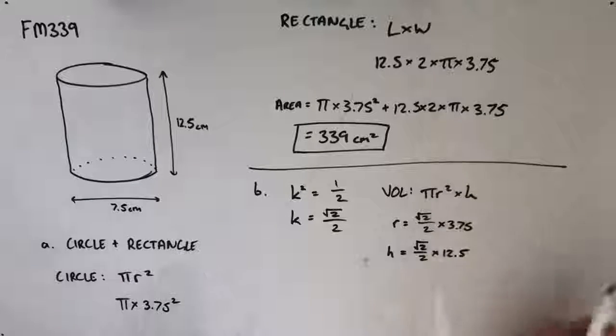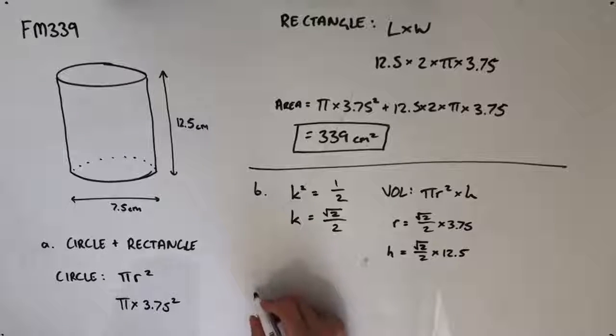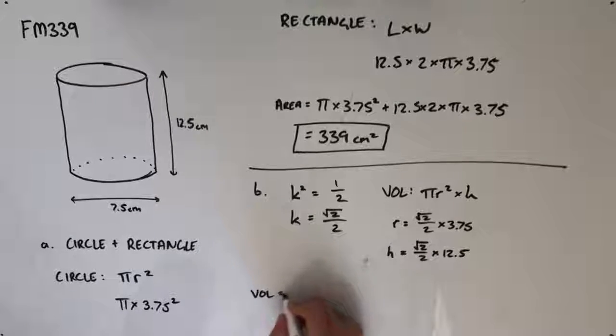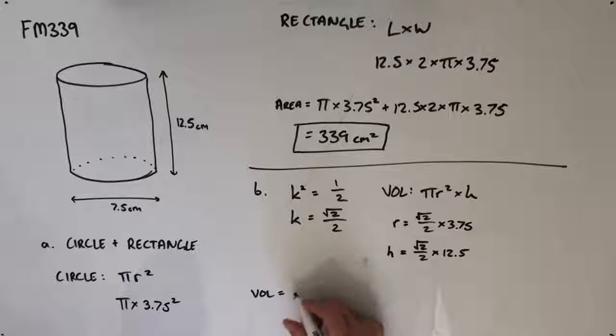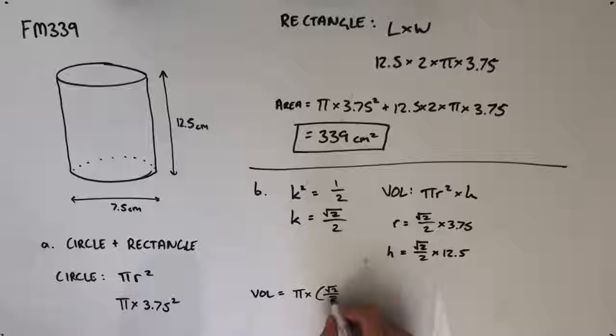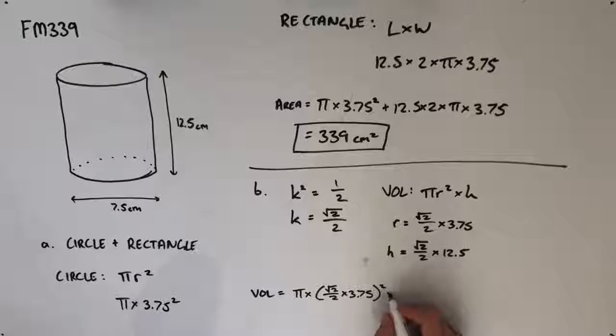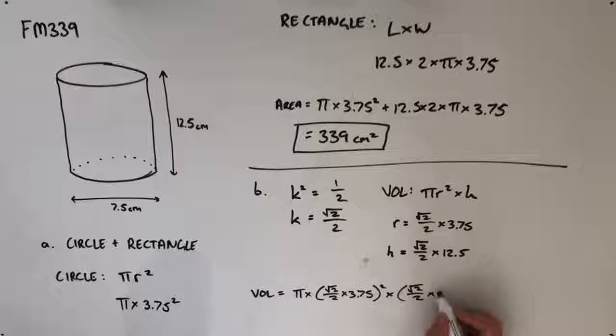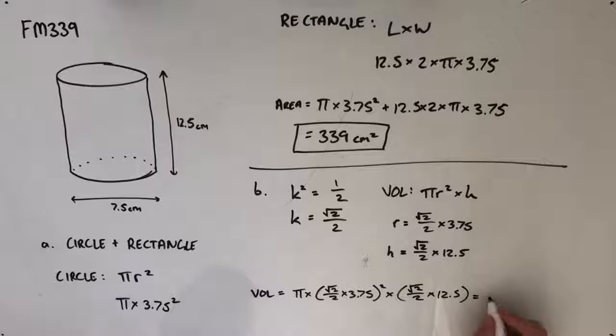Substituting these two values back into our volume equation for the small can, we're going to get that our volume is equal to pi times root 2 over 2 times 3.75 all squared, and we're going to multiply that by root 2 over 2 times 12.5. Plugging that all into a calculator and rounding to the nearest cubic centimeter should land us at an answer of 195 centimeters cubed.